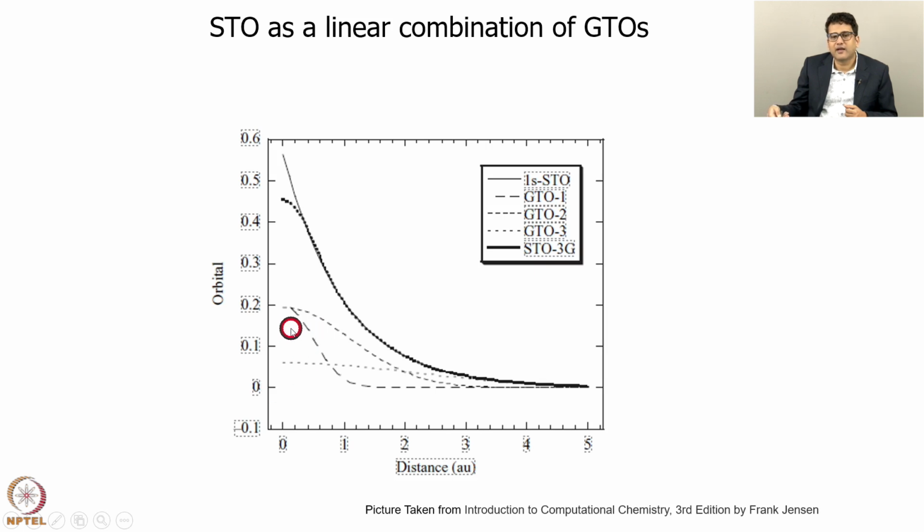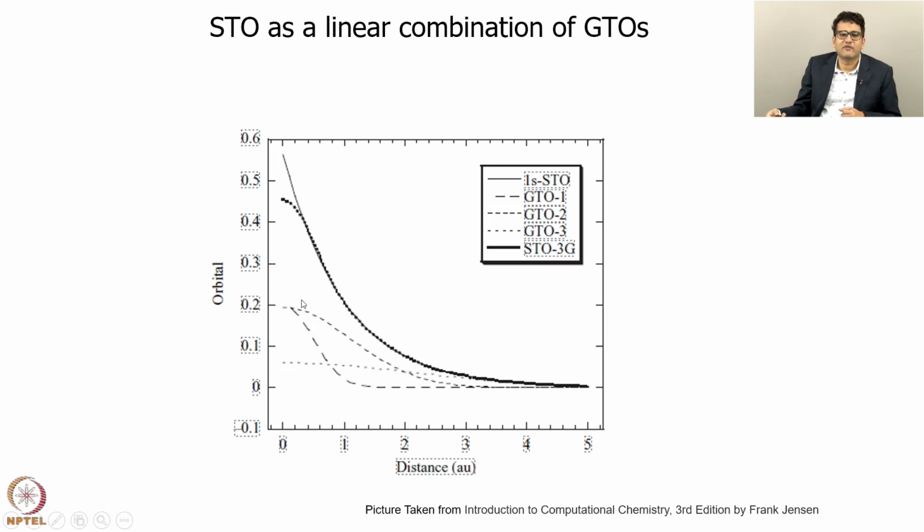Now, if you see the other one, that is GTO2, and GTO1, the GTO2 actually gives a similar behavior in the middle region, but not at r equal to 0 or r equal to infinity, whereas the GTO1 actually gives you a better behavior around r equal to 0. So, at least it does not immediately go to 0.